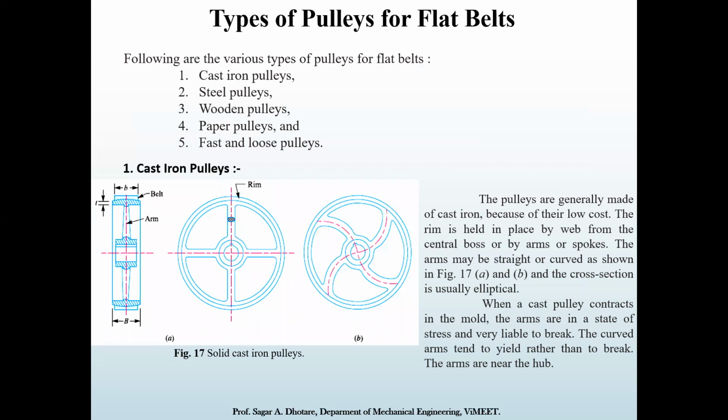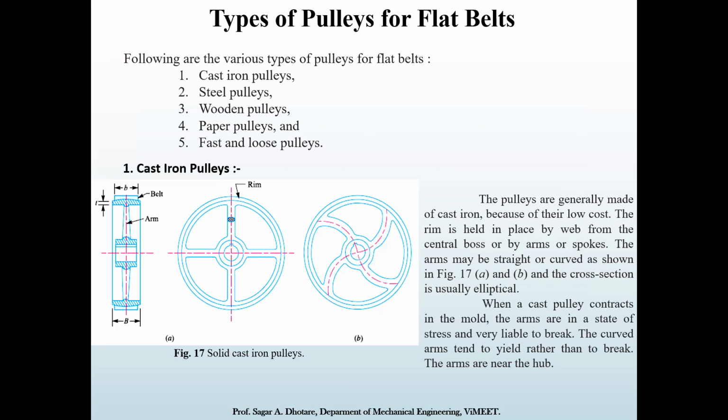Now the types of pulleys. There are 5 types of pulleys which are normally used for power transmission. The first one is a cast iron pulley, which is shown in figure number 17. It is a solid cast iron pulley which is manufactured by using the casting process. The pulleys are generally made of cast iron because of low cost.